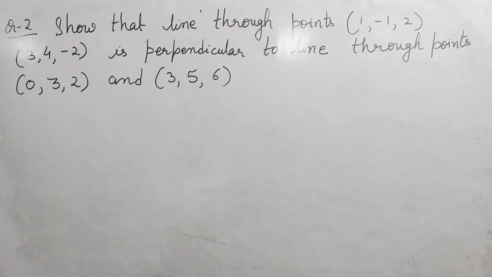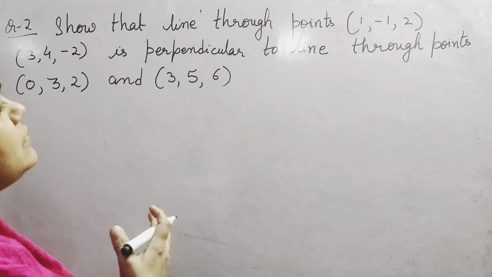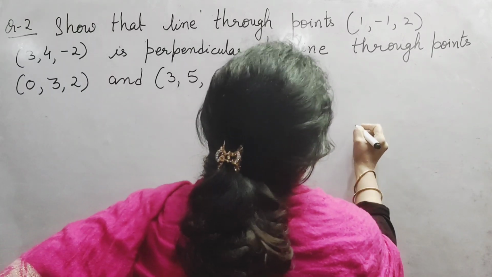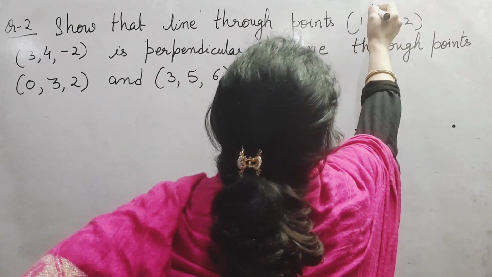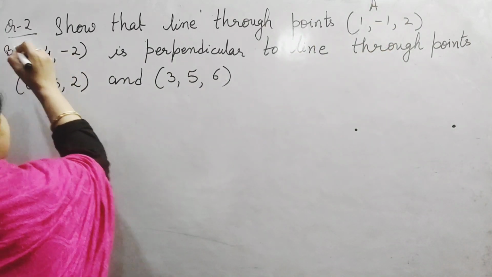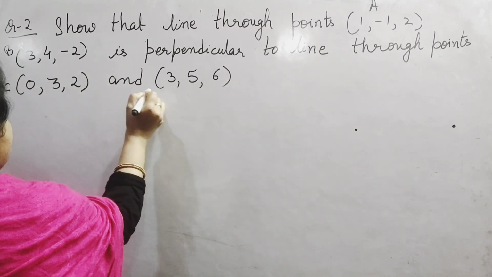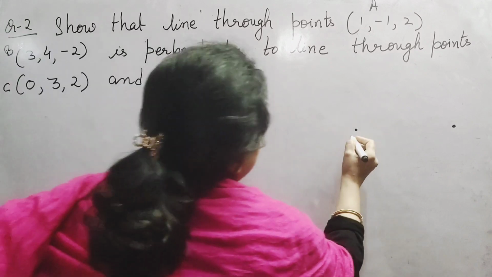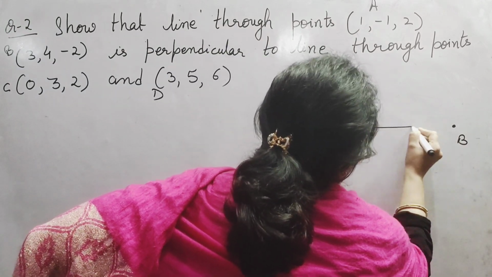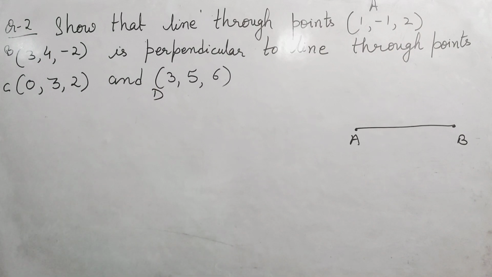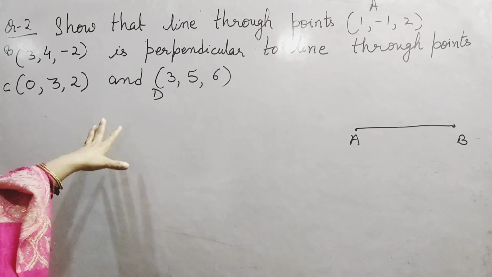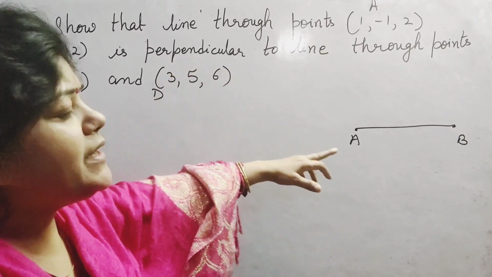Now next question: show that the line through the points (1, -1, 2) and (3, 4, -2) is perpendicular to the line through the points (0, 3, 2) and (3, 5, 6). Now here, if we observe the question, there are points. Let this point be A, this point be B, this point be C and this point be D. For example, these 2 points are A and B, and there is a line going through them. Now it is also given there are 2 more points C and D, and these make a line which is perpendicular to this line.